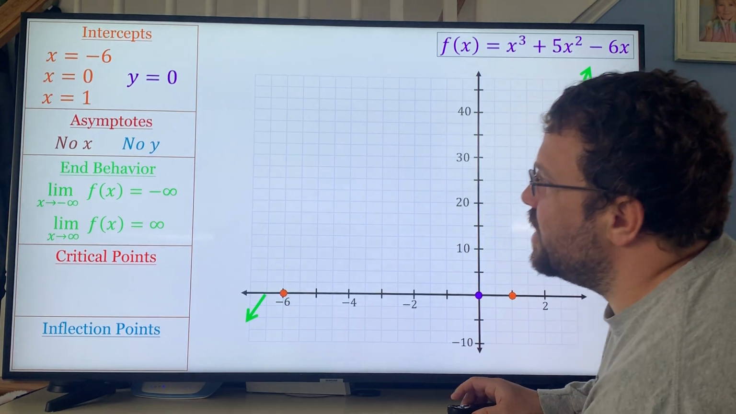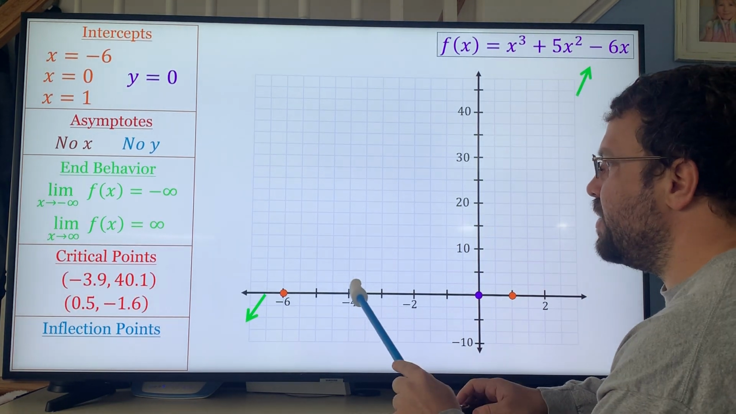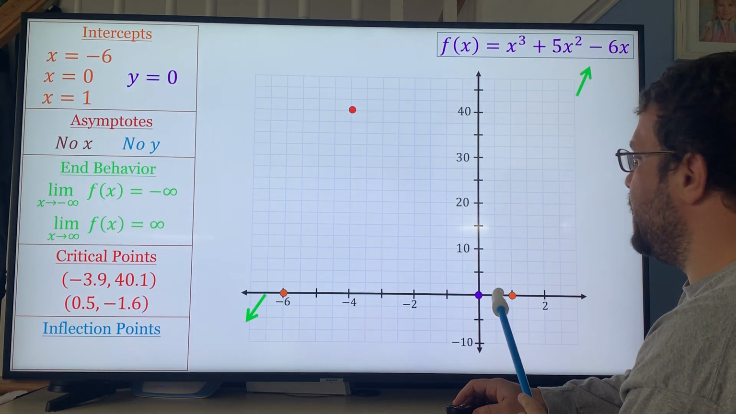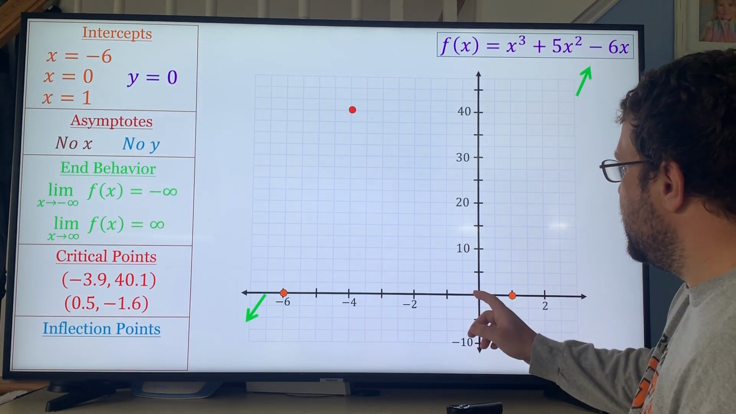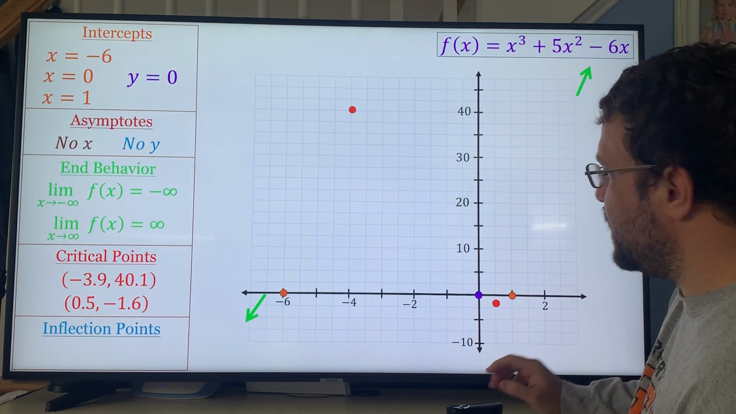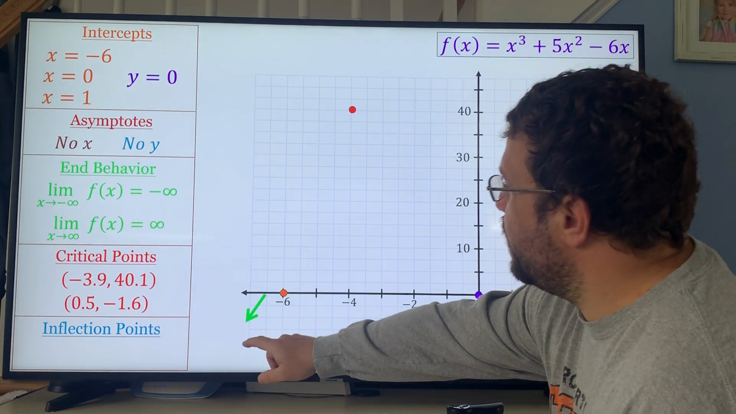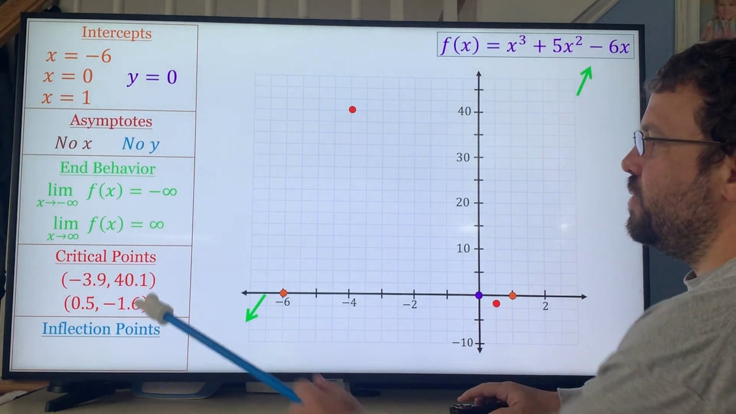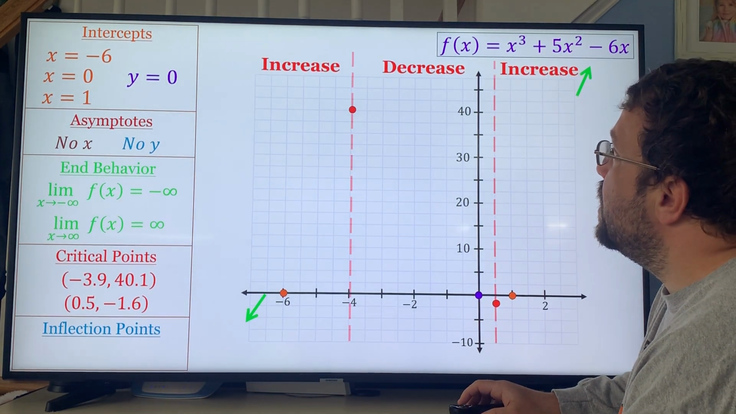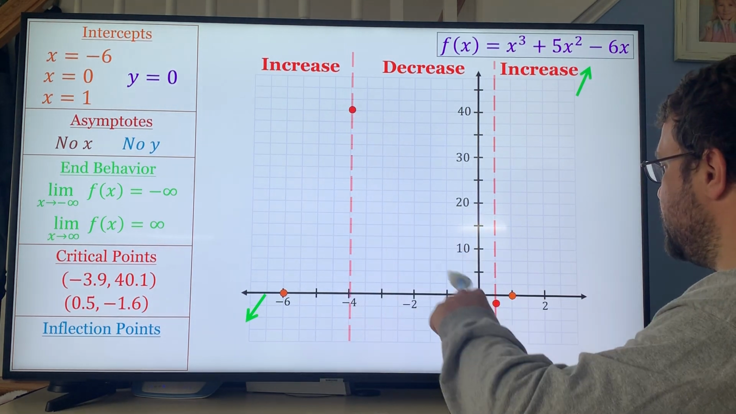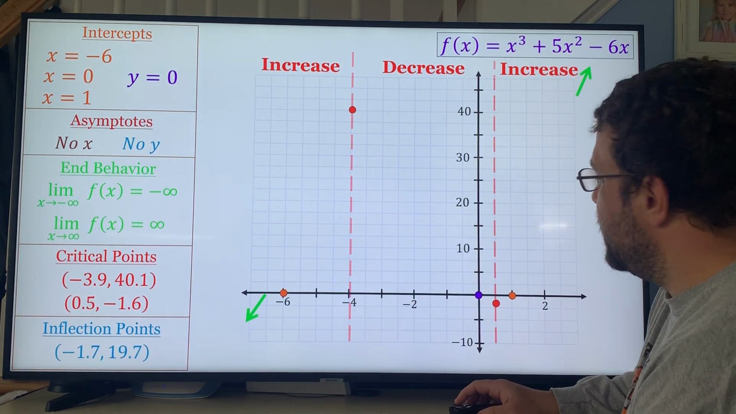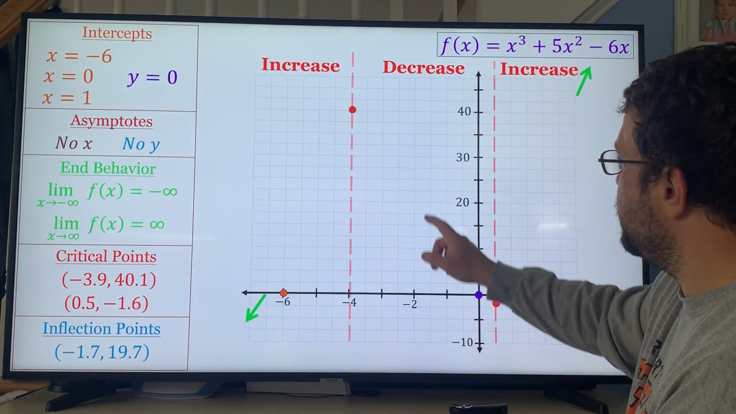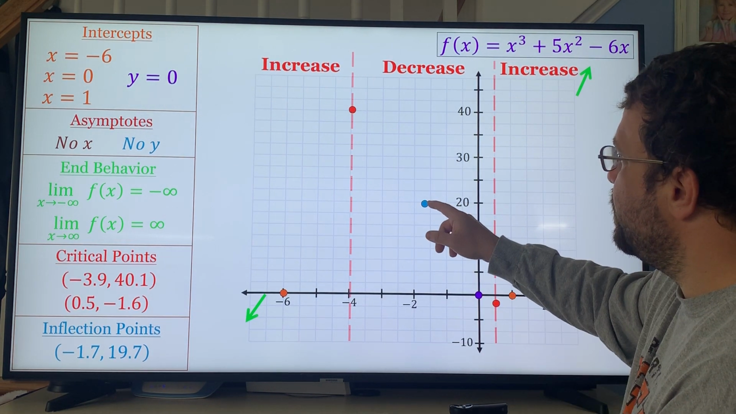Let's see, what else do we got here? Critical points. -3.9, 40, and you've got a half and negative 1.6. Each one of these two is 1, so each one of these dashes is a half. So look, we're probably going to go here, down to here, and then up to here. All right? We just need to know the inflection points. So like I said before, increase, decrease, increase. Inflection point here, negative 1.7, about 20, so somewhere around here.